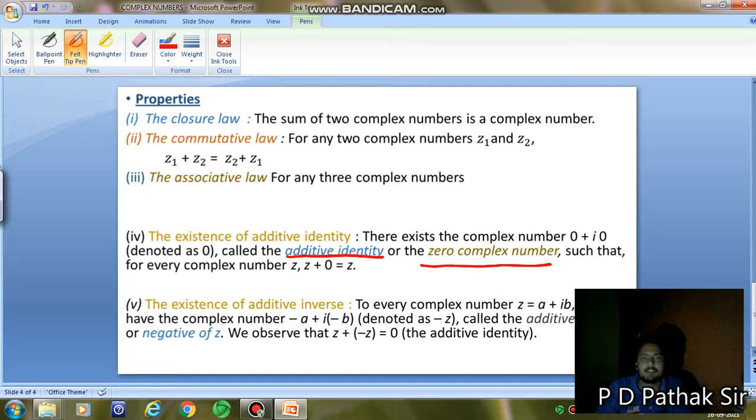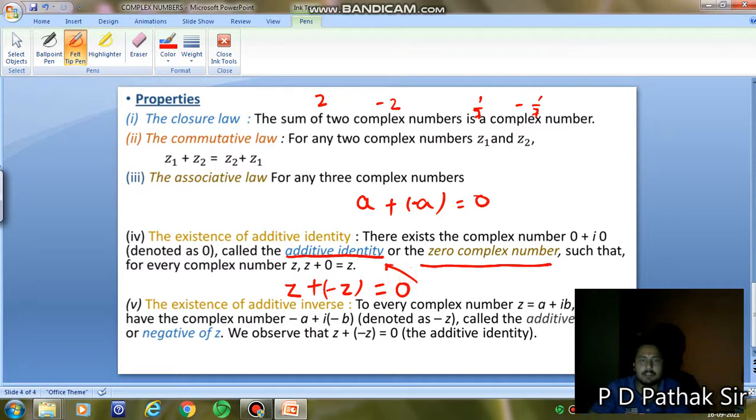Now the existence of additive inverse. What is the additive inverse of 2? Minus 2, you know this. What is the additive inverse of 1 upon 7? Minus 1 upon 7. What is the meaning of additive inverse? When you add the additive inverse of a to a, you always get the additive identity. Similarly, if z is any complex number, then its additive inverse is minus z. When you add these two complex numbers, you get 0, the additive identity.